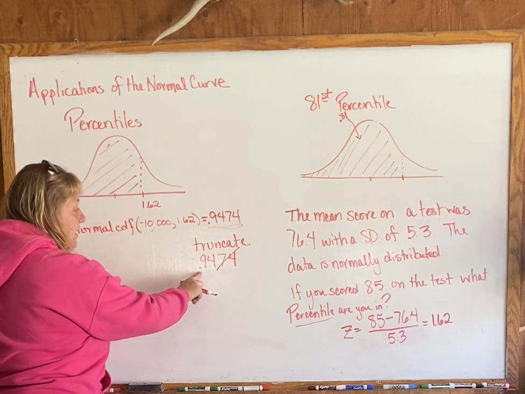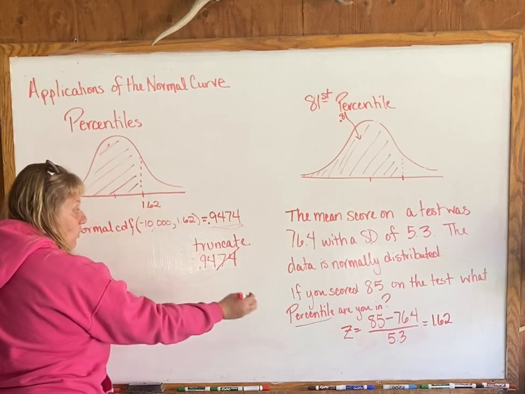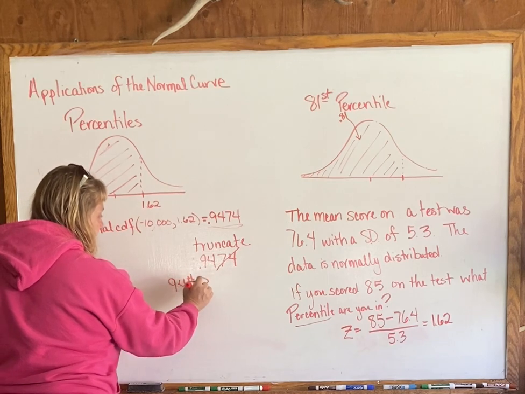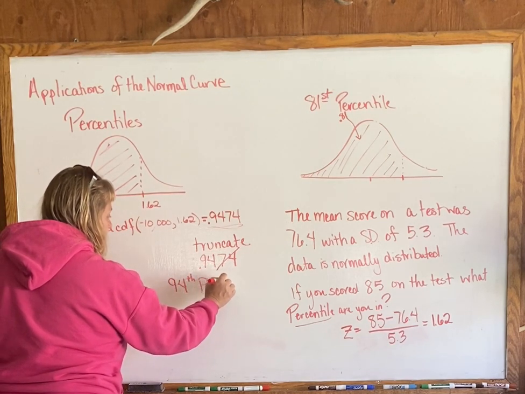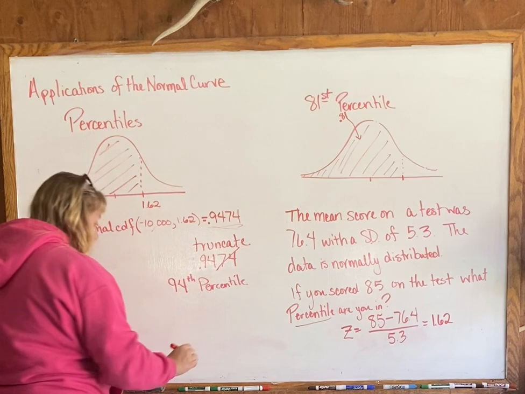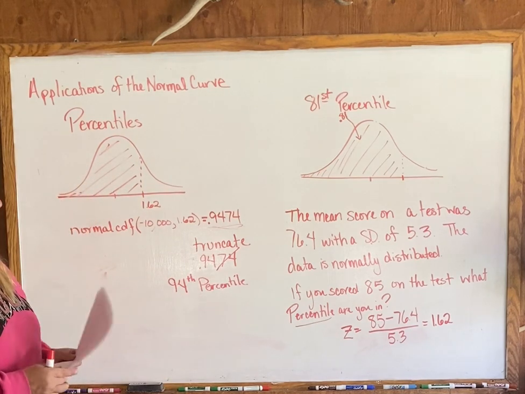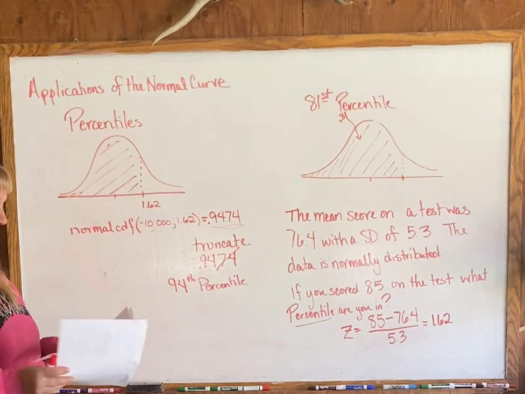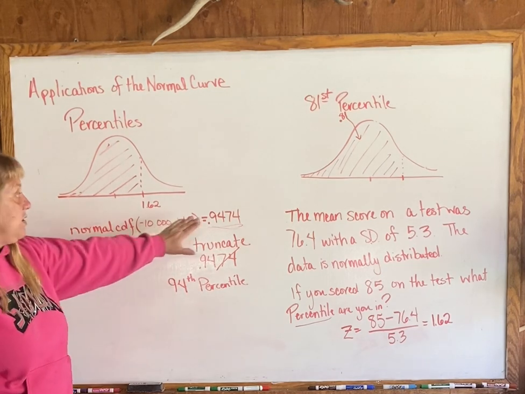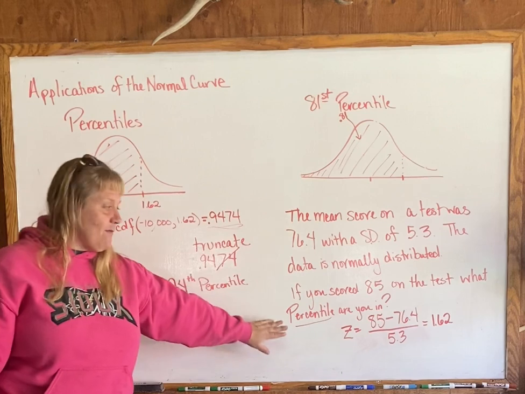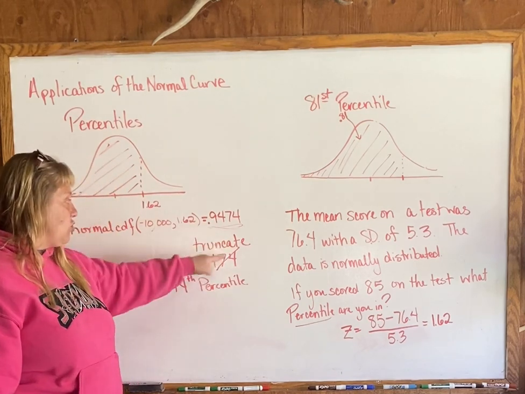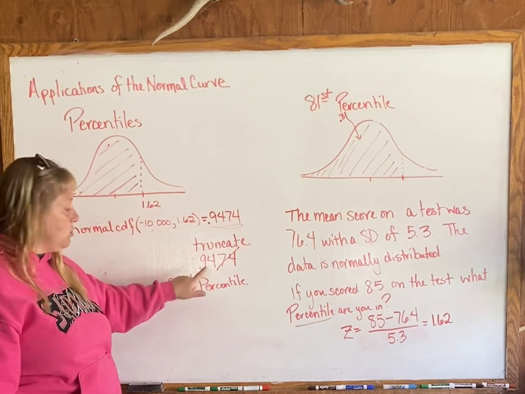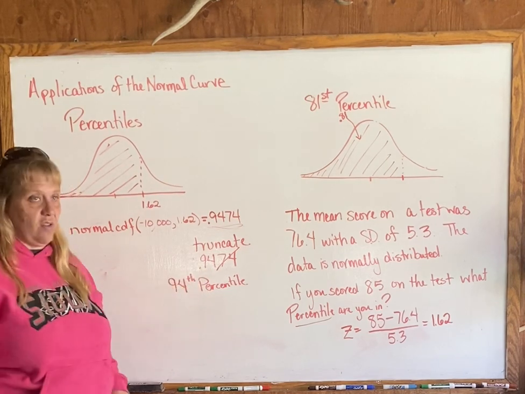Now what we need to do is move this decimal over and write it in percent form. So 94th percentile. So if you scored an 85 on your test, you are in the 94th percentile. Okay, so remember that. When you find this area, if it's a percentile problem, you truncate off any extra decimals besides those 2, turn them into a whole number, and put the percent on there.